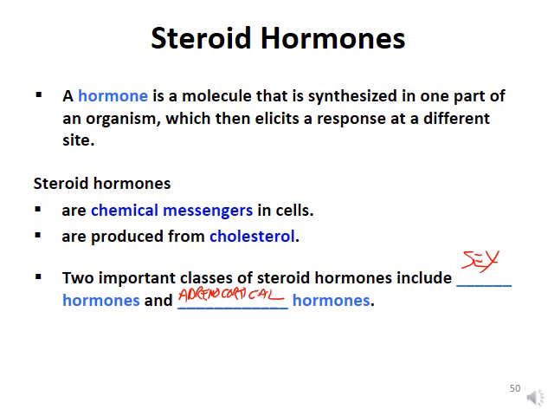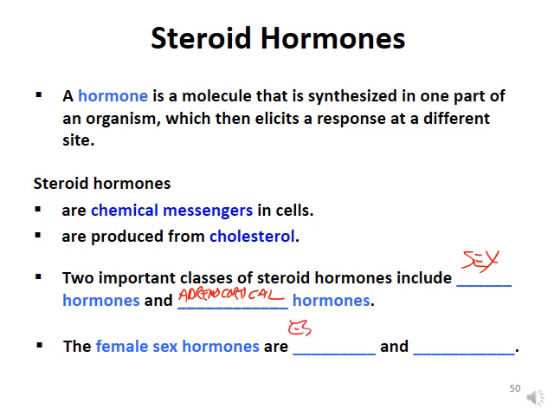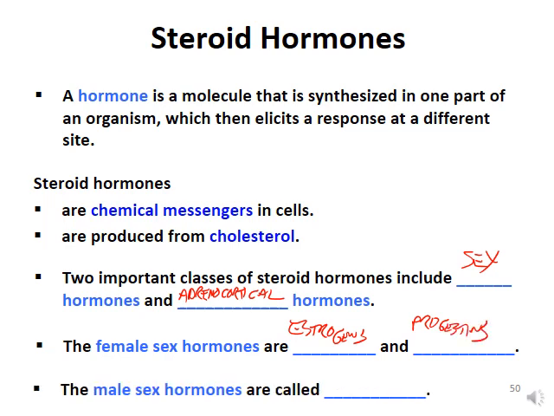Okay, so what's the difference between an adrenocortical hormone and a sex hormone? Well, female sex hormones, you probably know about these, are estrogens and progestins, whereas the male sex hormones are called androgens.